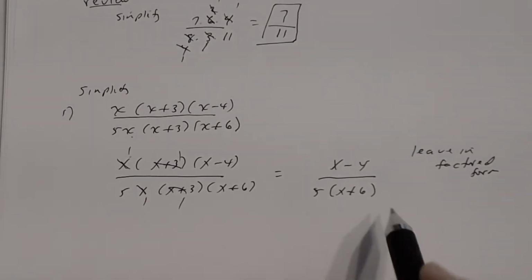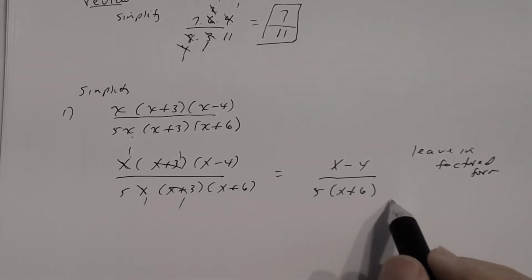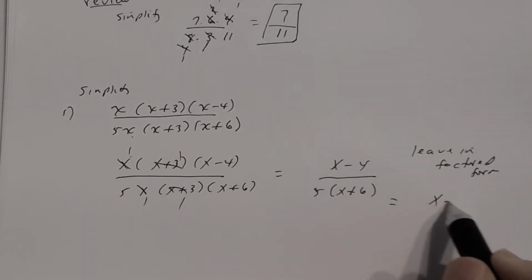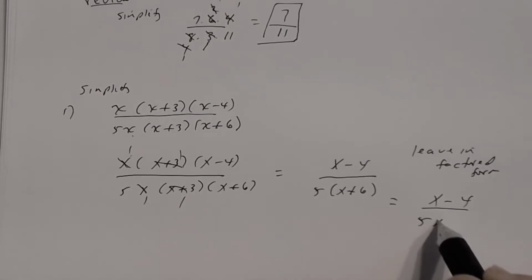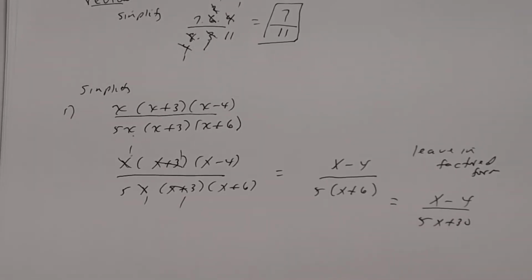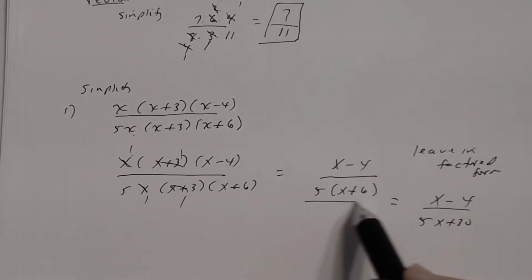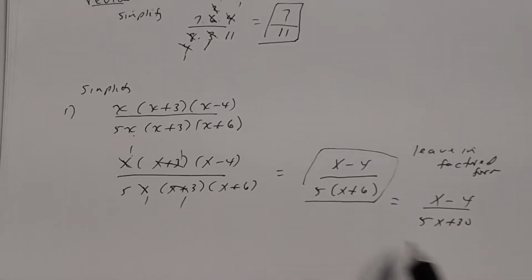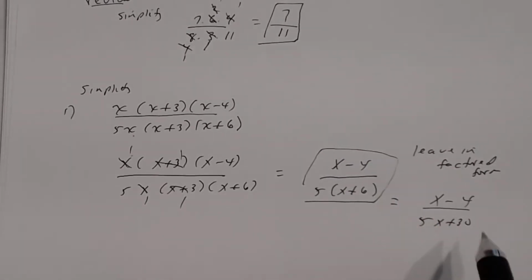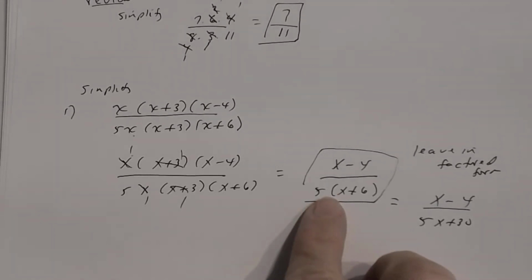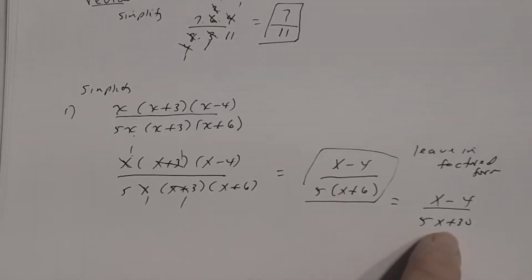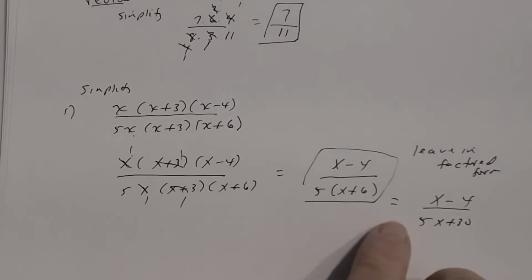Don't distribute. Now, there's nothing wrong if you wrote this as x minus 4 divided by 5x plus 30, that's fine. But we tend to write it in factored form. So if you went further and made an error somewhere, then you're going to lose points. Even though you had the correct answer here, if you distribute and get an error, you're not going to get full credit.